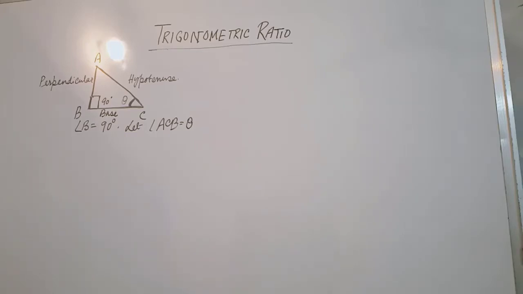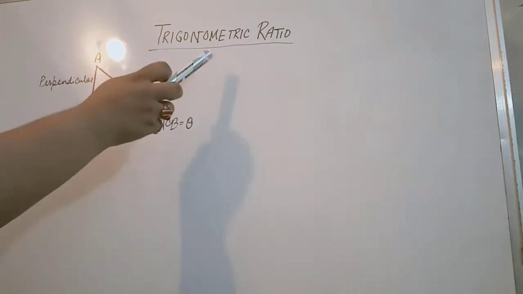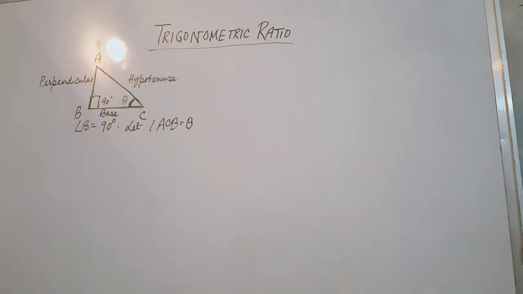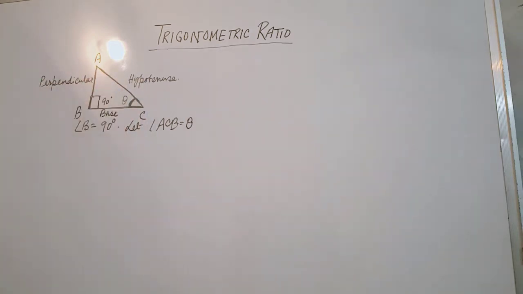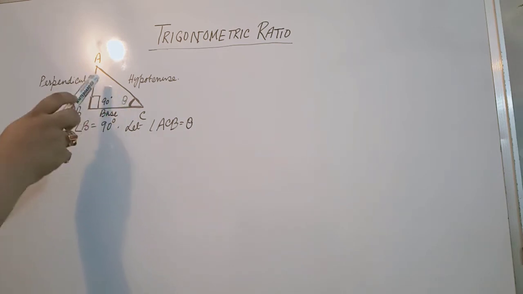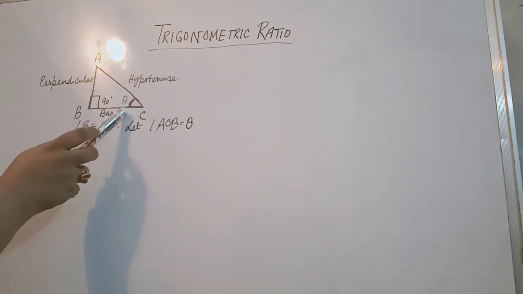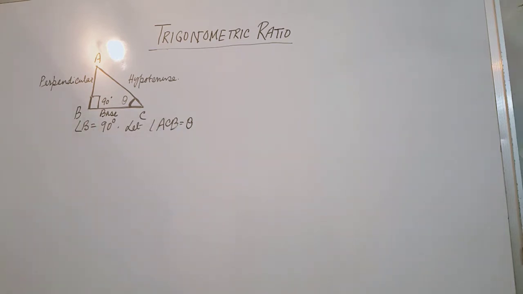In today's class, I am going to discuss trigonometric ratio. The concept of trigonometric ratio is related to the acute angles of a right angle triangle. So a right angle triangle ABC is considered, of which AB is the perpendicular, BC is the base and AC is the hypotenuse. And angle B is equal to 90 degree. One of the two acute angles is considered. Here I have taken angle ACB and I have considered its measurement as theta.